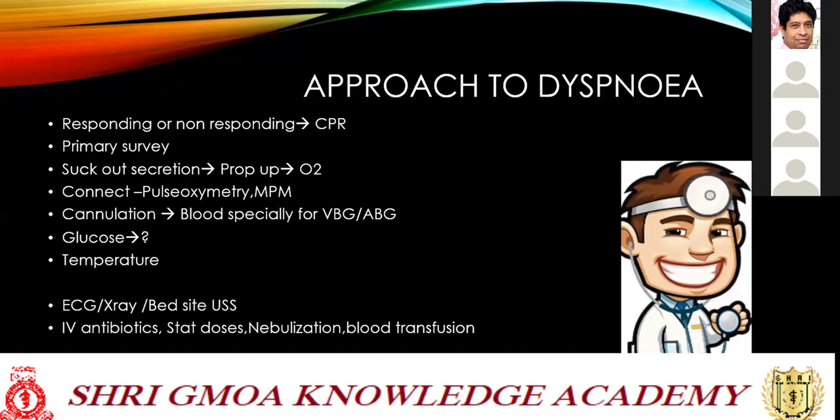Once the patient is stabilized after your primary survey, then go for a secondary survey. In the secondary survey, you can do whatever you want, like CT scan, other investigations, other examinations. Then you can come to a rough diagnosis, and then you have to decide the disposition of the patient: if you don't have facilities, then you have to transfer the patient, or whether you need to transfer this patient to the ICU. So that is what you have to do after the secondary survey.